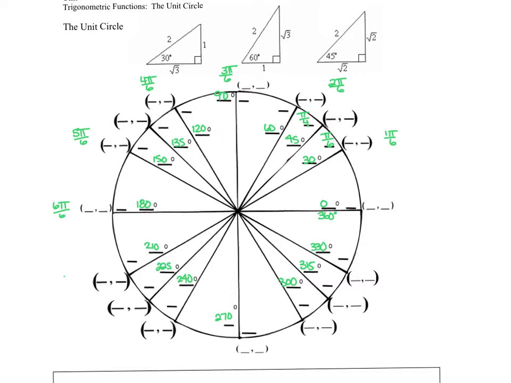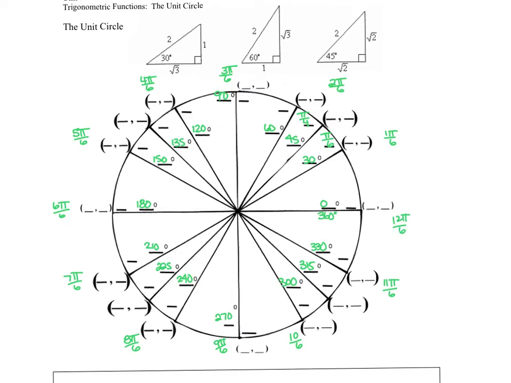Another 30 degrees, I'm at 7 pi over 6. Another 30 degrees, I'm at 8 pi over 6. Notice I skipped over my 45 degree. Another 30 degrees, I'm at 9 pi over 6. Another 30 degrees, I'm at 10 pi over 6. Another 30 degrees, skipping my 45, I'm at 11 pi over 6. And finally, my last 30 degrees, adding my last pi over 6, I'm at 12 pi over 6.